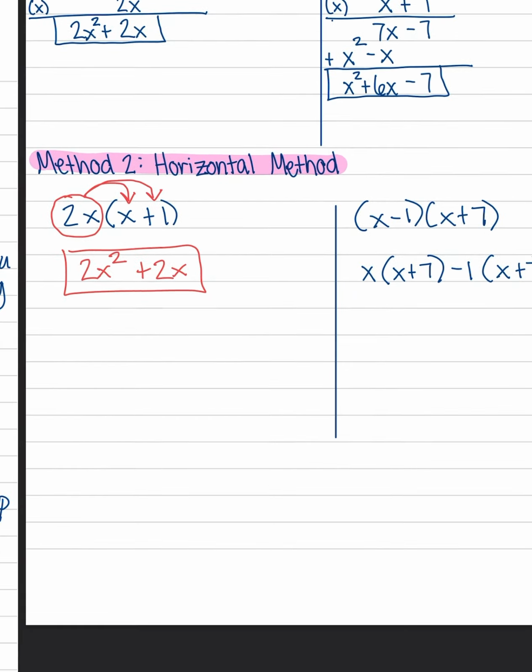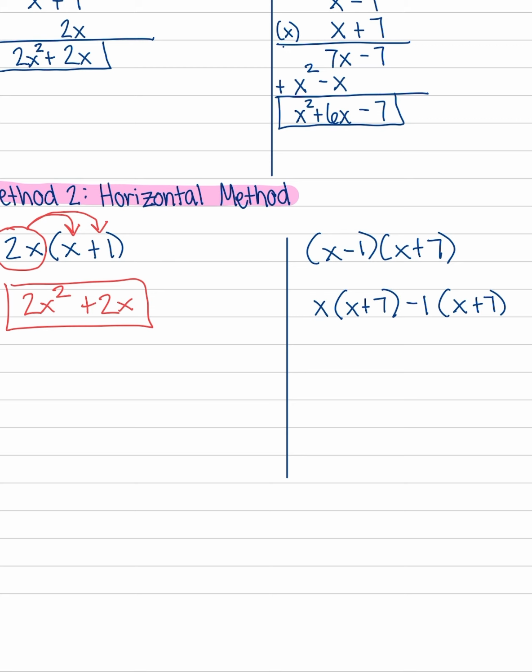It looks a little bit different when we have our binomials here. If you take a look, I separated out this x minus 1, and I first multiplied x by x plus 7, and then I went ahead and did -1 times x plus 7.